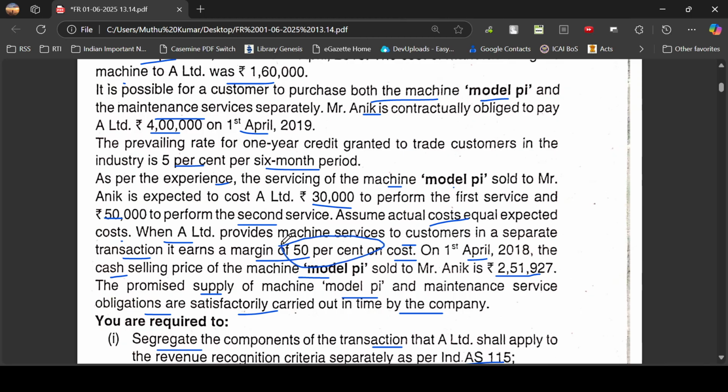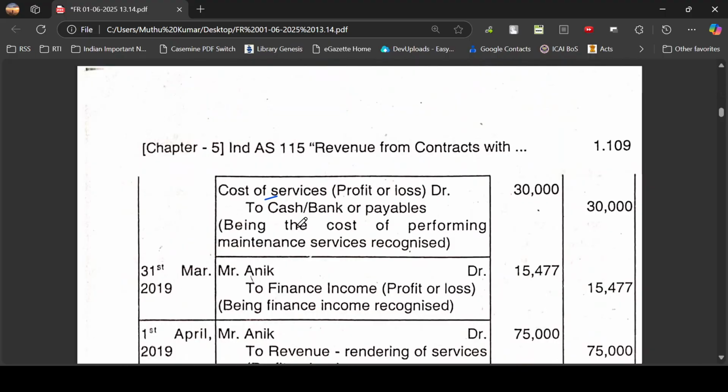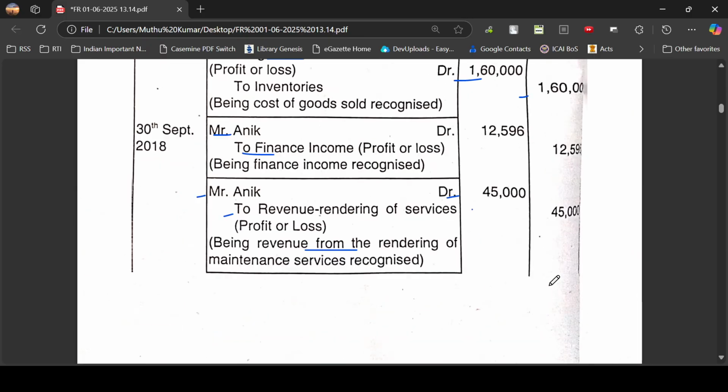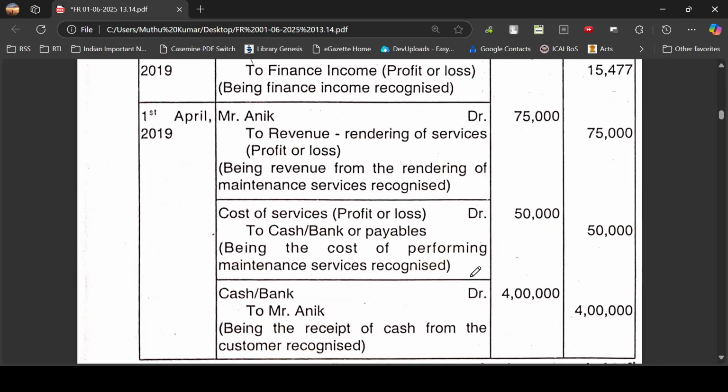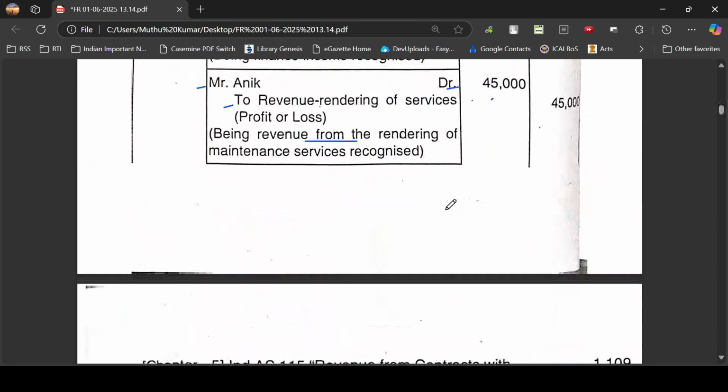A 50% margin on cost has been given. That is the reason. 50% on cost: 30,000 into 50% is 45,000. And the second is 50,000, and 50% of 50,000 is 25,000. 25,000 plus 50,000 is 75,000. That's what comes out.